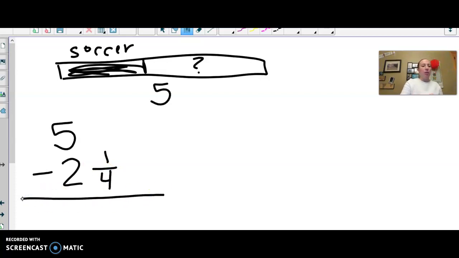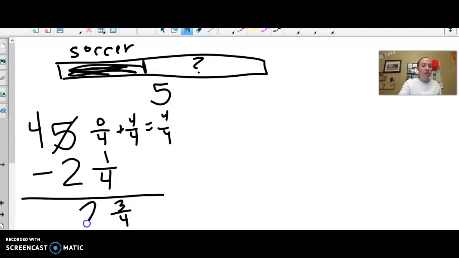Now this is a very common thing where I'm like, I don't have a fraction here. How do I do no fraction minus 1/4? Well, let's think about how many fourths do I have? I have 0/4. Oh, now I can regroup. That turns into a 4. I add on 4/4. So now I really just have 4/4, right? So now I can subtract 1/4, get 3/4. 4 minus 2 is 2.